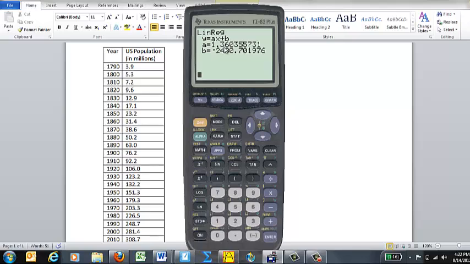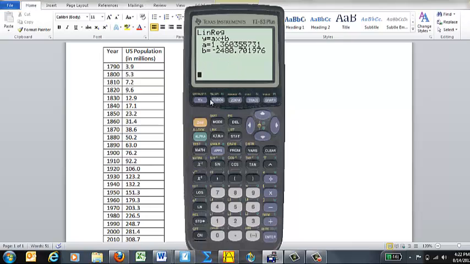This slope in this context is indicating that our line predicts the population to increase by 1.36 million per year. The y-intercept is not sensible in this context. It's the number of people that would have been around in the year 0 if the pattern had continued backwards indefinitely. But it is the y-intercept that makes the line fit our data.